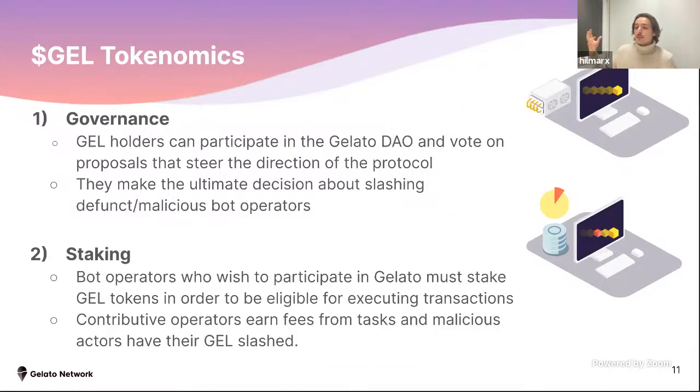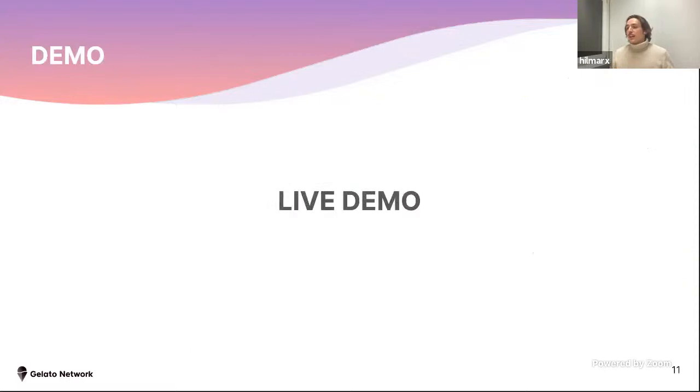And yeah, so what's the token for? As I said, staking. If these bots somehow decide not to execute a transaction, even though they should have, then they can be slashed. And there's a governance that controls this whole mechanism. Yeah, very simple. And because slides are boring, let's jump right into the demo. I think that's the most exciting part here, right?